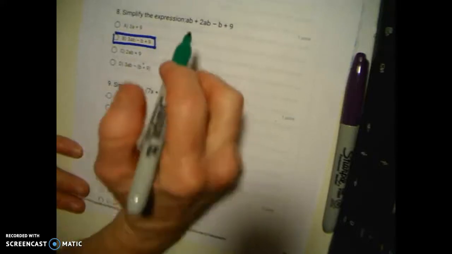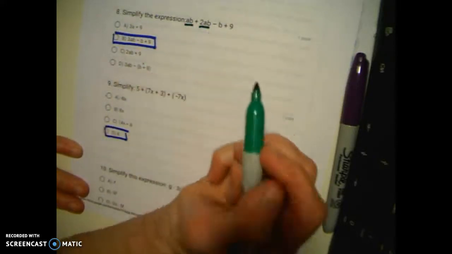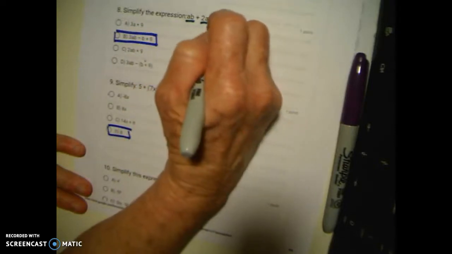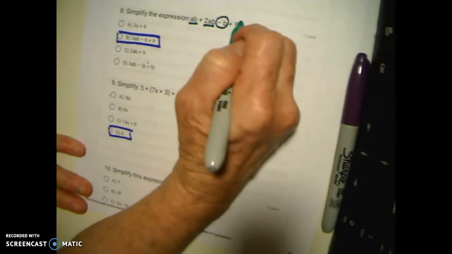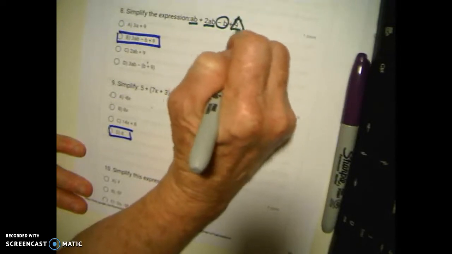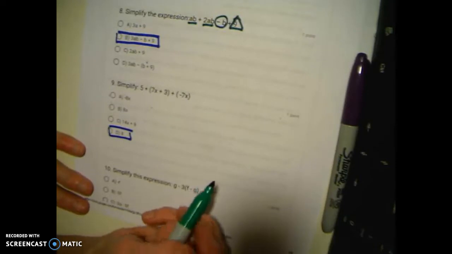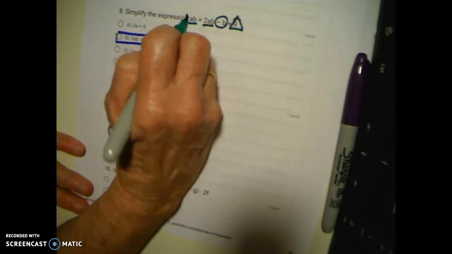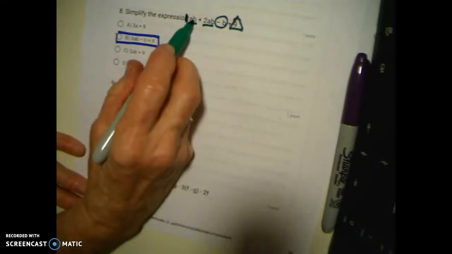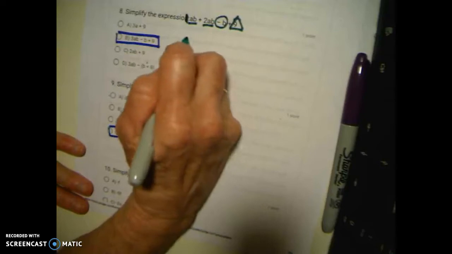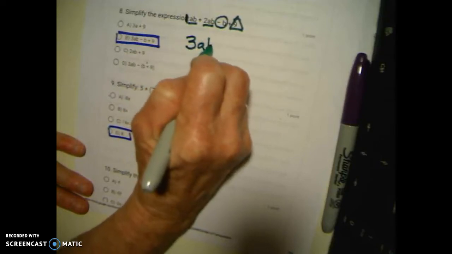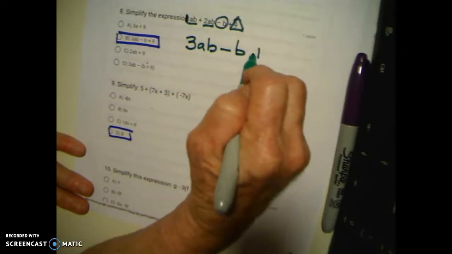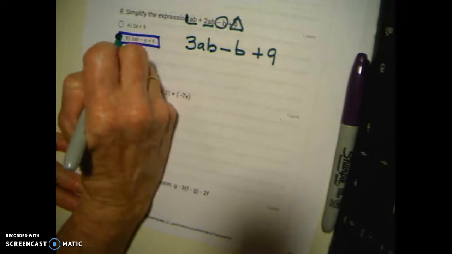Simplify the expression. AB and 2AB. Now AB and 2AB are like terms, but negative B, that's all by itself, and then the 9 is all by itself. I'm going to put a triangle on it because it doesn't look anything like the other two. So remember, when there's no coefficient, you can always just put an imaginary 1 there. That's like saying I have 1AB plus 2AB. That gives me 3AB. And then I have the negative b, which I can't do anything with. It's not a like term. And then plus 9. Correct answer choice is B.